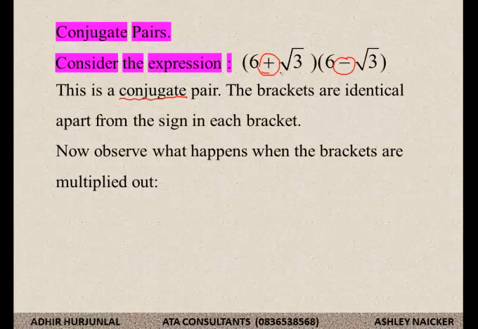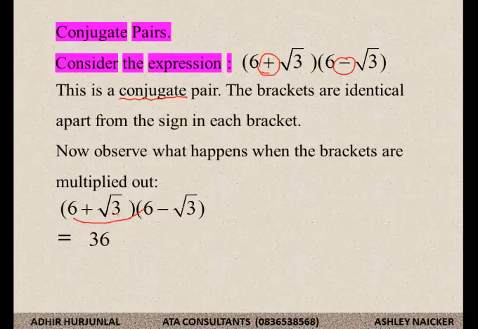Now let us look at what happens when we multiply these brackets out. You can use any method that you want to use. The FOIL, the half moon, doesn't make a difference. If I have to multiply this out, I will start off by saying 6 multiplied by 6 is 36. Now some of you might go this route by saying 6 times the negative root 3. That's the way that I will go.